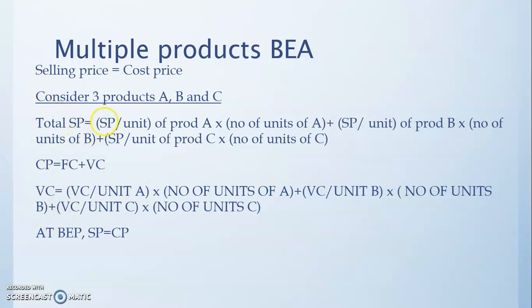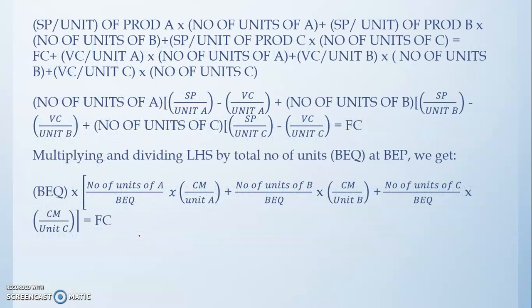So at break-even point, what have we seen? We have seen that selling price is equal to the cost price. Which means the selling price of product A into the number of units of product A plus selling price of product B into the number of units of product B plus selling price of C into the number of units of C should be equal to the fixed cost plus variable cost of A into number of units of A plus variable cost of B into number of units of B and variable cost of C into number of units of C.